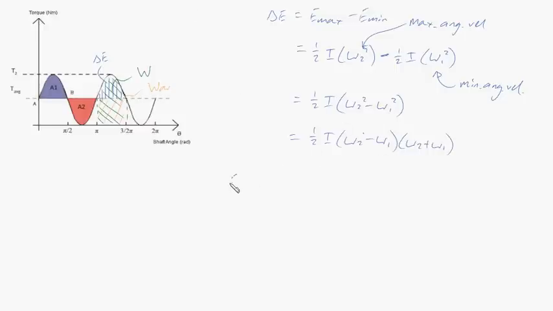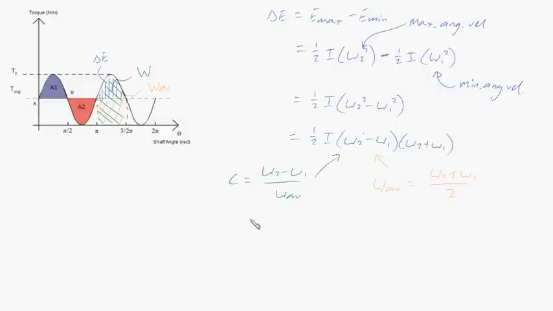I'm going to define the coefficient of fluctuation of speed, C, as being omega 2 minus omega 1 divided by your average angular velocity. Where your average angular velocity, assuming an equal distribution of angular velocities, is going to be omega 2 plus omega 1 all divided by 2. Now this is where I play the game of substitution, and I'm going to sub them both into here.